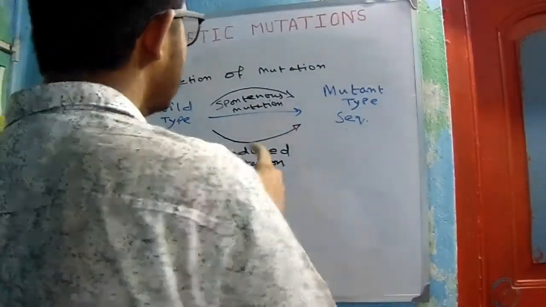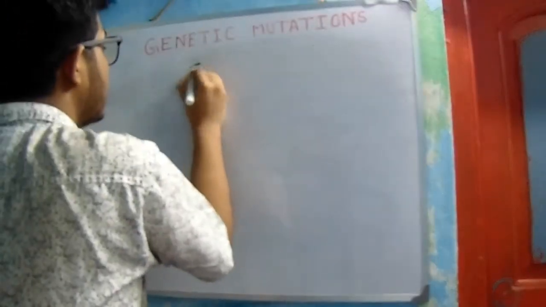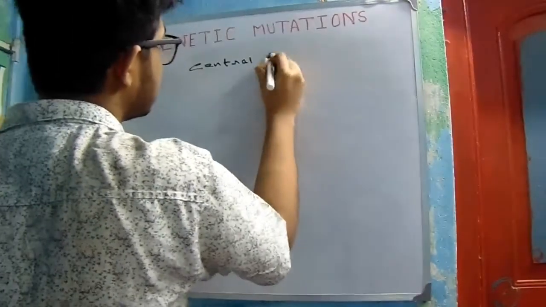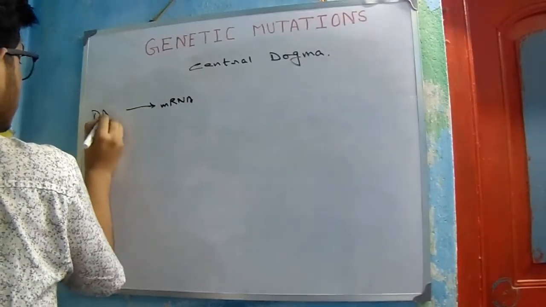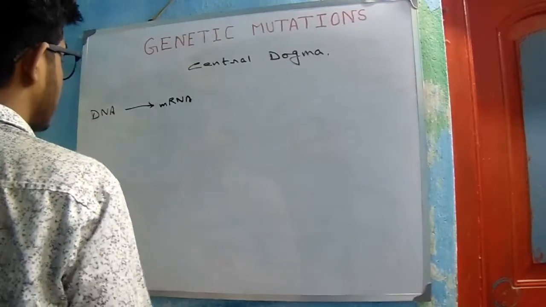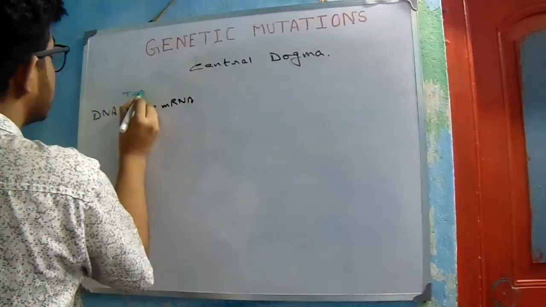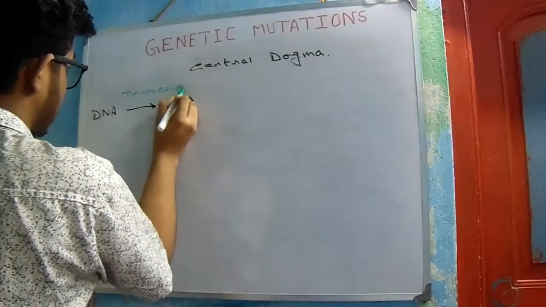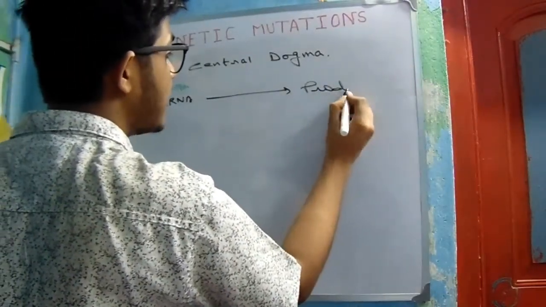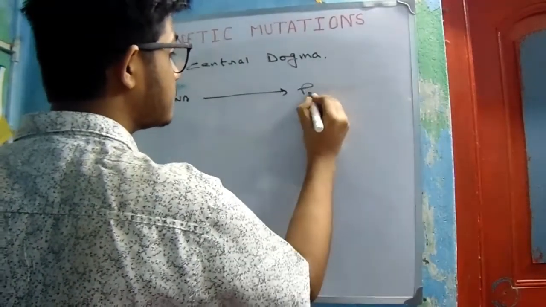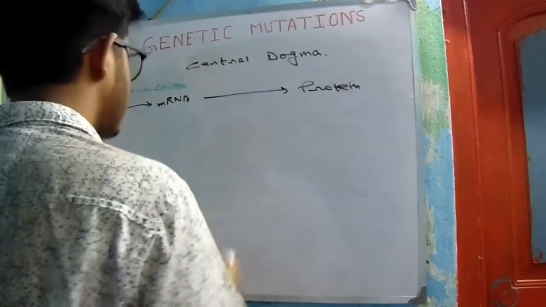First we will discuss spontaneous mutation. Most of the spontaneous mutations occur due to replicational errors and transcriptional errors. We all have a clear idea about the central dogma. The RNA, to be more precise mRNA, is formed from DNA via transcription, and from mRNA protein production is done by the translation process.